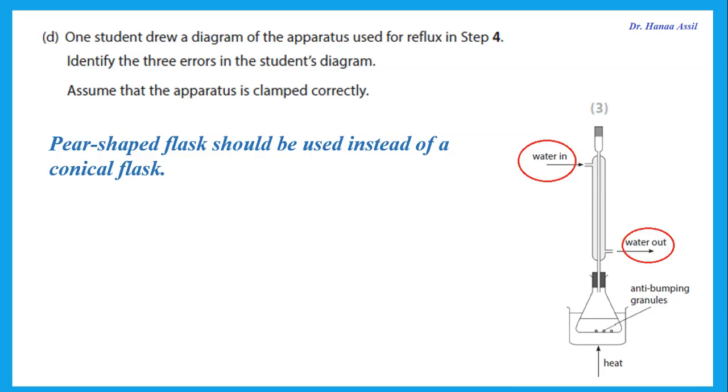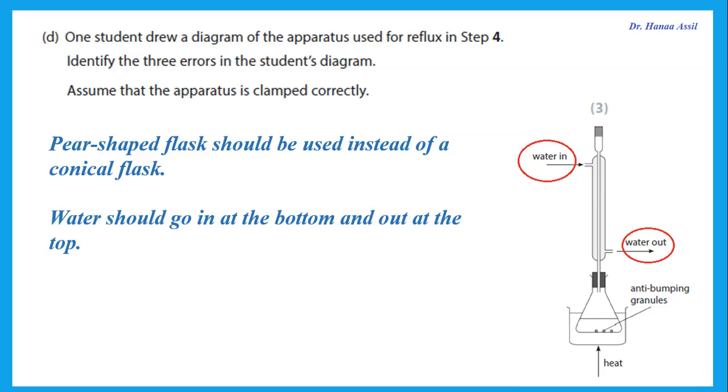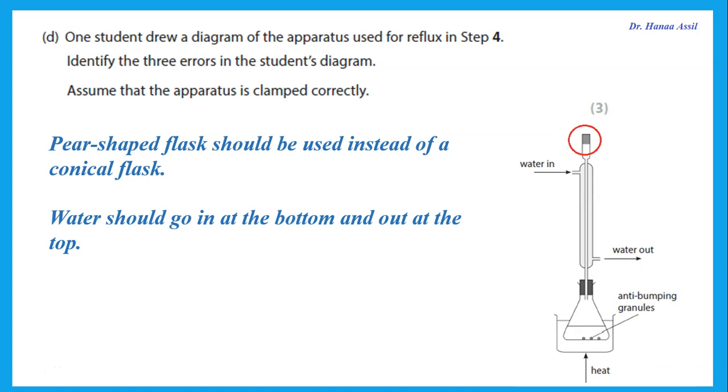What else is wrong? The water should be going in from the bottom and out at the top, not the other way around. What else? At the top here, he has a bung. The condenser is closed with a bung. This condenser should not be closed at the top.